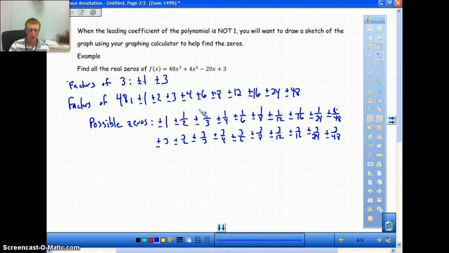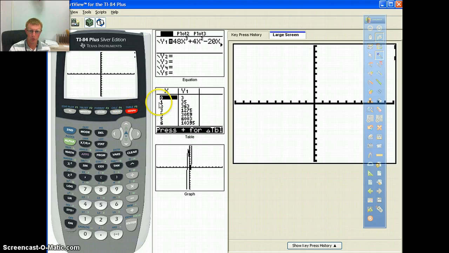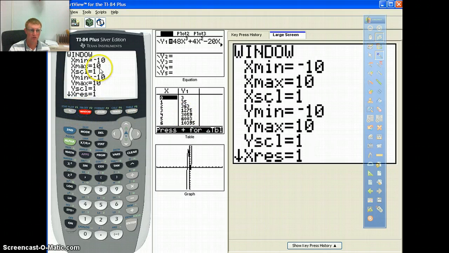What we're going to do is open up the calculator and estimate which ones we think it will be. I've already put the equation in, and I'm going to graph it. Now, the graph looks really narrow, so we need to change the window. We want to make the screen much wider, so we're going to make our x values smaller.